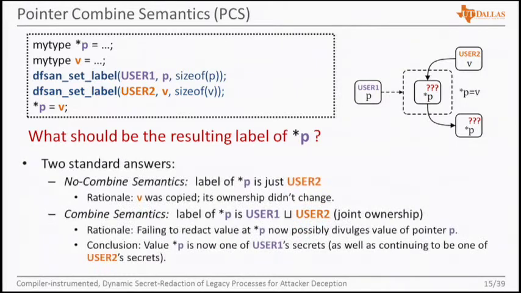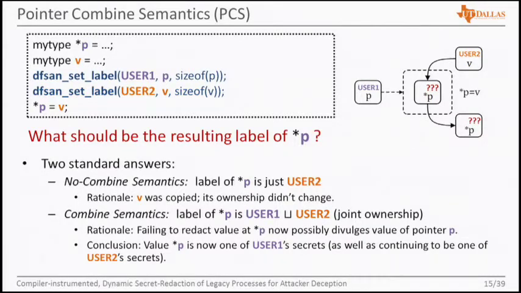And to that question, there are two standard answers. So the first one says that star p should just be labeled user2 because after all, it points to data that belongs to user 2. However, in a secret redaction context, this is problematic because if user 2 is an attacker and he controls variable v, and he has access to the redacted process image, so the memory of the process, then he can grep for this value v and find the value of the pointer p that belongs to user 1. So this is potentially confidentiality violating.